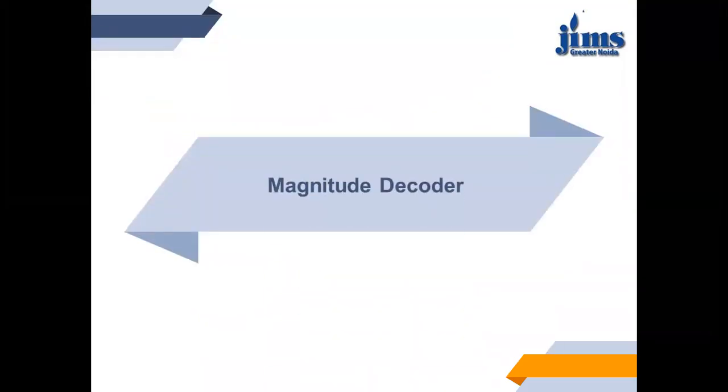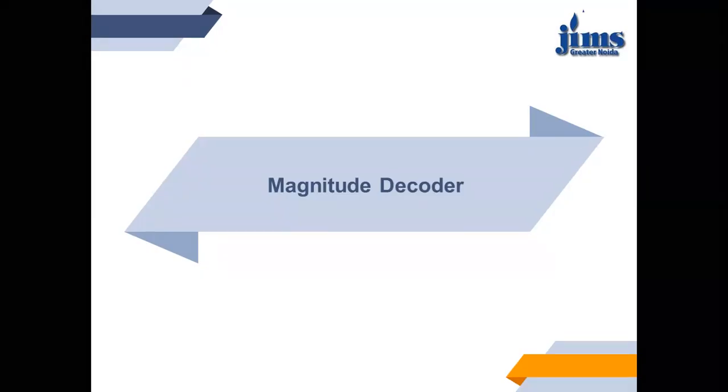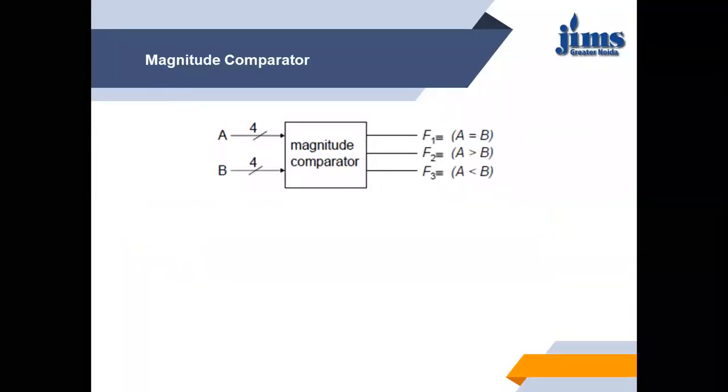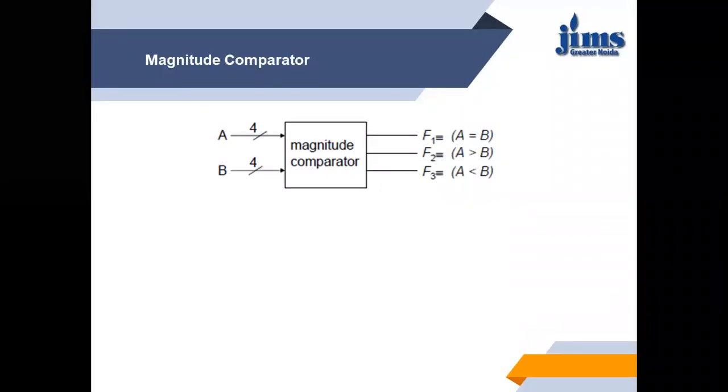Okay, the next topic is the magnitude decoder or magnitude comparator. It is basically a magnitude comparator, which compares two binary numbers A and B. Suppose we have two numbers, A is A0, A1, A2 and A3, and B is B0, B1, B2 and B3. We have to compare their magnitude and provide an output. There will be three outputs: A equals B, A greater than B, or A less than B.